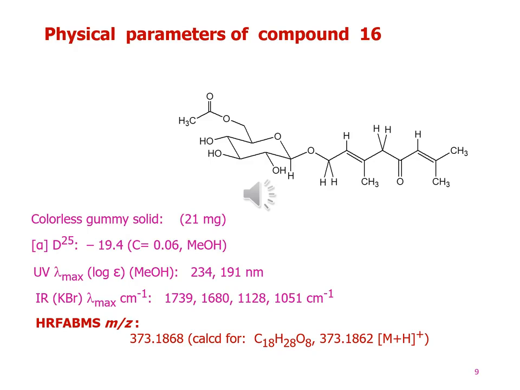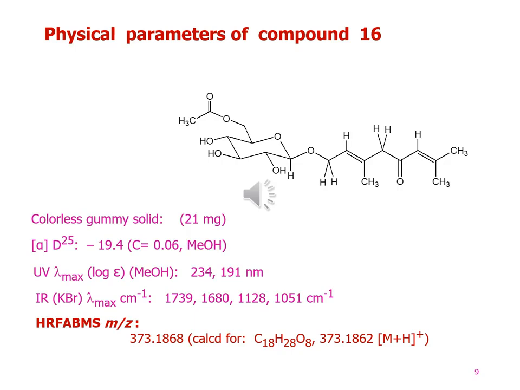The IR spectrum was taken in potassium bromide, which showed broad CO stretching bands in the region of 1128 and 1051 per centimeter, suggesting its glycosidic nature, and bands at 1680 and 1739 per centimeter, indicating the presence of an alpha beta unsaturated carbonyl and an ester group respectively.